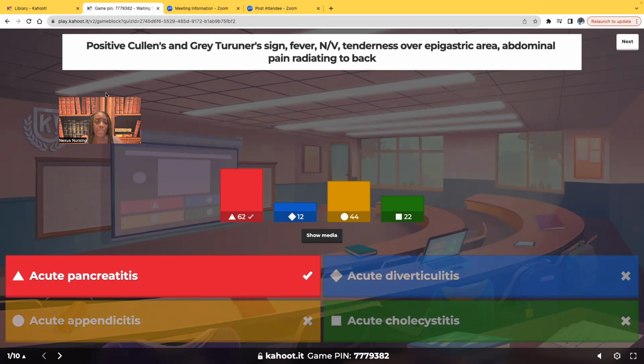Now, those signs and symptoms, positive Cullen sign, that's where the patient has that bluish color around the umbilicus. Positive Grey Turner sign, oh, I spelled Turner's wrong. Sorry, guys, but you know what I meant. Anyway, positive Grey Turner sign, that's where the patient has that bluish color on the flank areas, right? You take your two hands, put them behind your back, and right where your palms are sitting, that's around where your flank area is. Patient has a fever, tenderness over the epigastric area, abdominal pain radiating to the back.